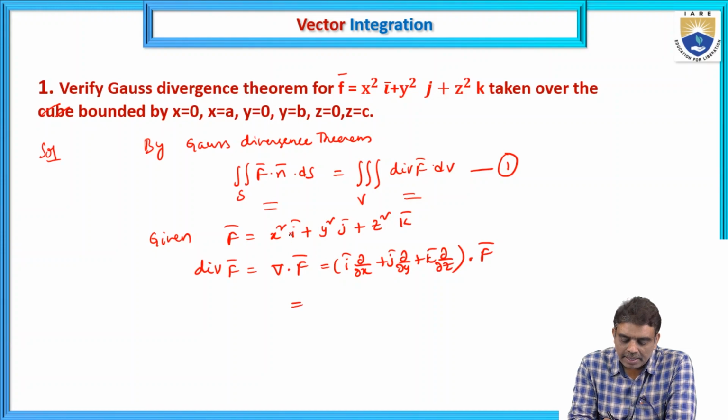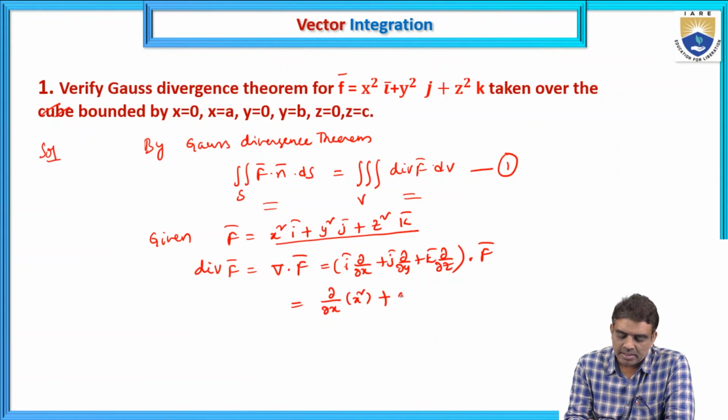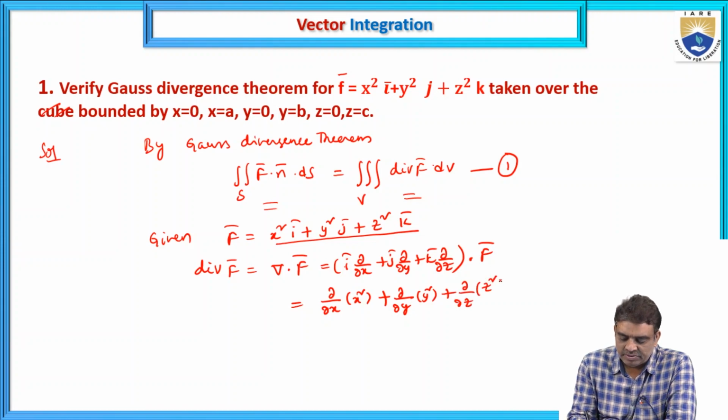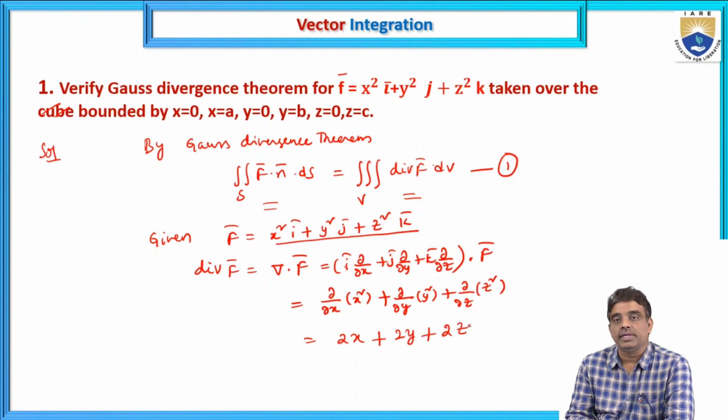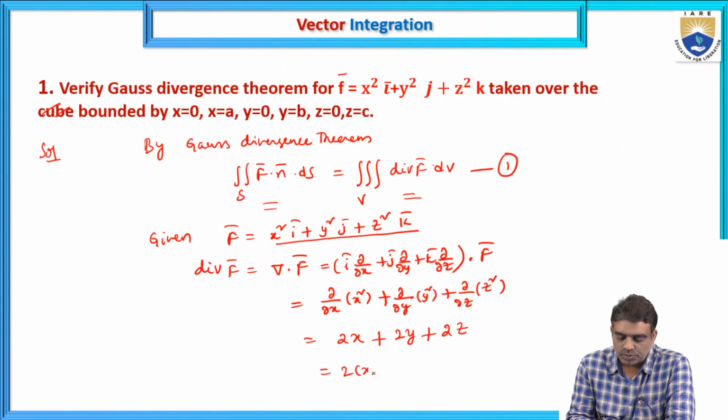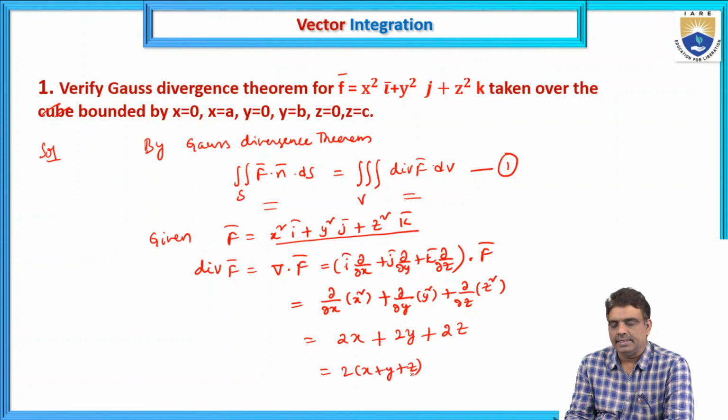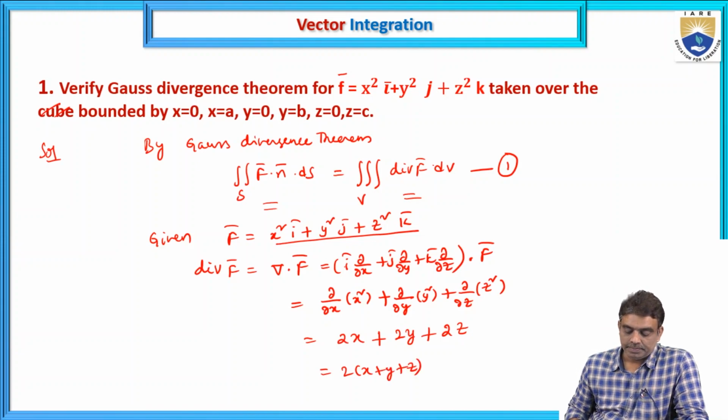So what is i bar dot i bar? 1. F bar is this: i bar dot i bar 1, dou by dou x of x square. That is the first term. Plus j bar dot j bar 1, that is dou by dou y of y square, plus k bar dot k bar 1, that is dou by dou z of z square. This is equal to dou by dou x of x square, that is 2x, dou by dou y of y square is 2y, dou by dou z of z square is 2z. So this is 2 into x plus y plus z. This is div f bar only.